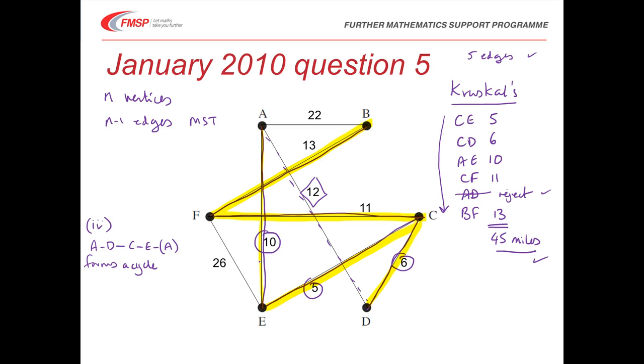Obviously at the moment it's AD, but if AD was short enough, shorter than 10, or at least equal to 10, then AD could be considered as part of the minimum connector. So AD would have to be less than or equal to 10. In fact, if AD equals 10, it's going to be okay, because it would form an alternative minimum connector. And don't forget to say, because this is what the question asks, how much should it be reduced by? It needs to be reduced from 12 to 10, so that's reduced by 2.